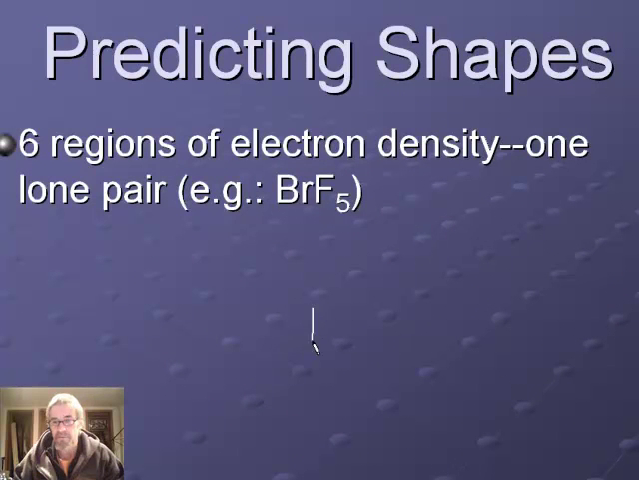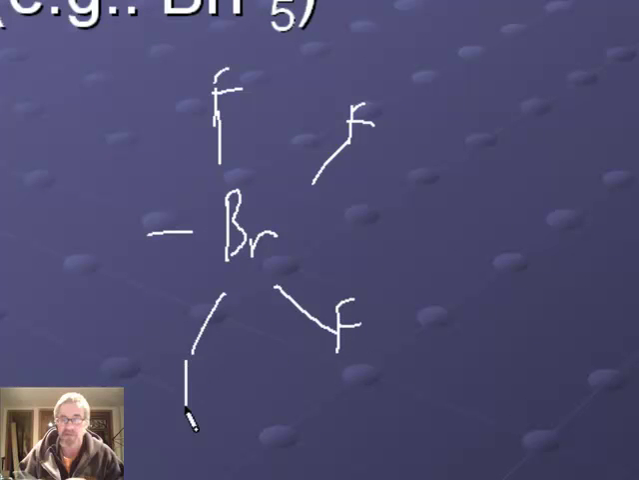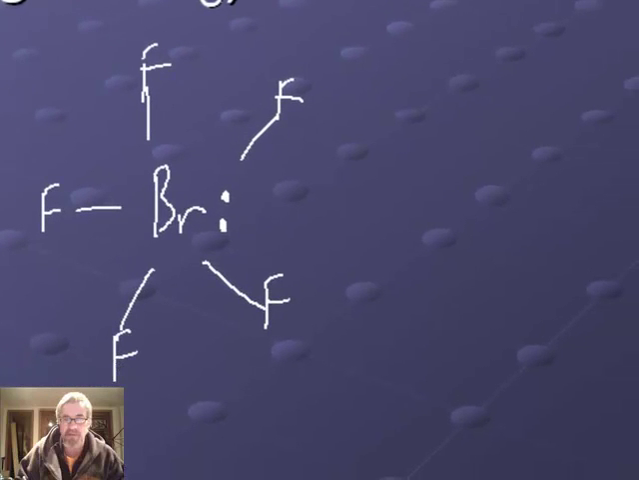If I draw the Lewis structure for this, I end up with 5 outside fluorines, and then when I count up my electrons, I found out that I won't have enough, so I end up having to put another electron pair on the central bromine. Here are my regions of electron density. 1 lone pair and 5 bonds.